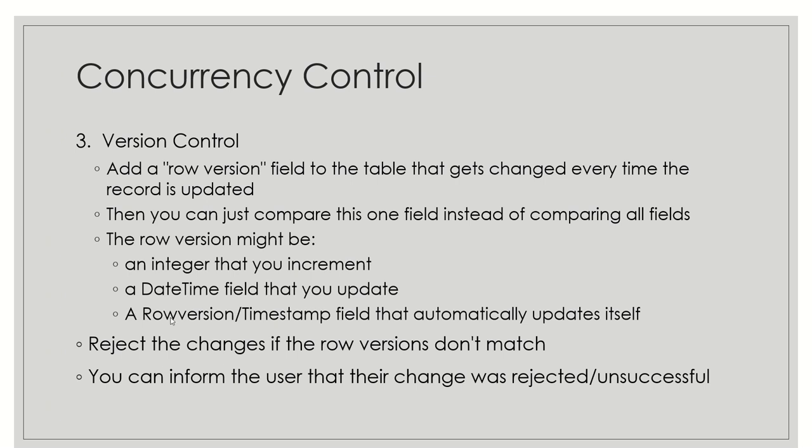Or we could do a row version or a timestamp field. And those fields do the same sort of thing, but they automatically update themselves. So we can reject the changes if the row versions don't match. And the beauty of this is now we can inform the user that their change was rejected. So it doesn't prevent that collision, but at least it allows us to trap it and say that it happened. And that's the real difference.